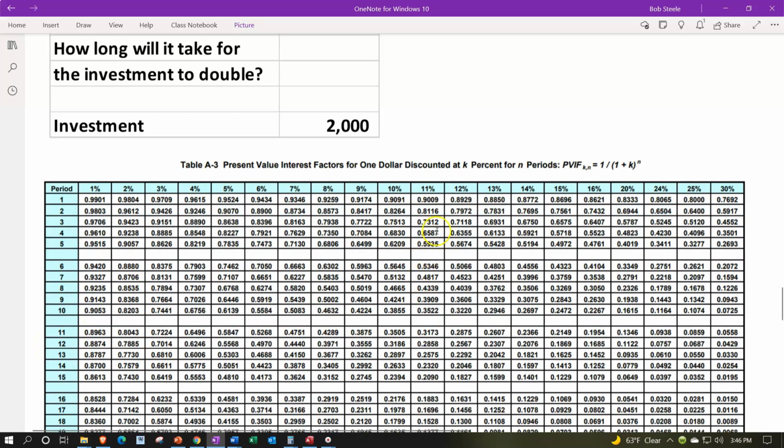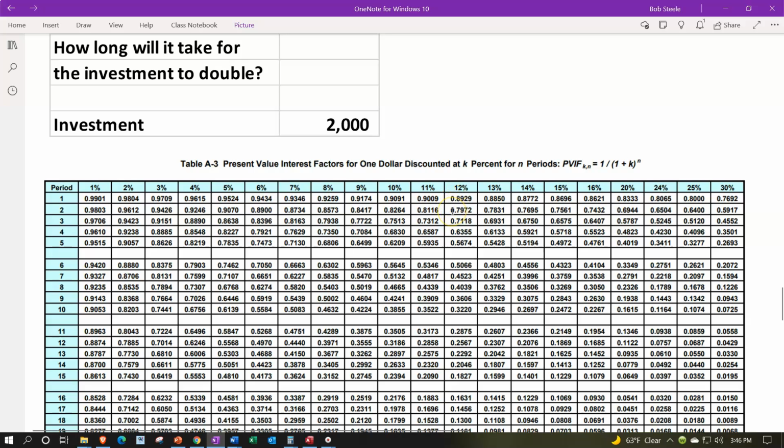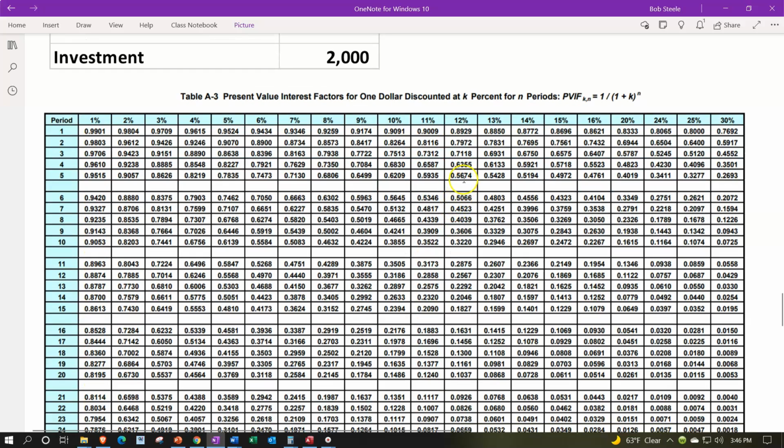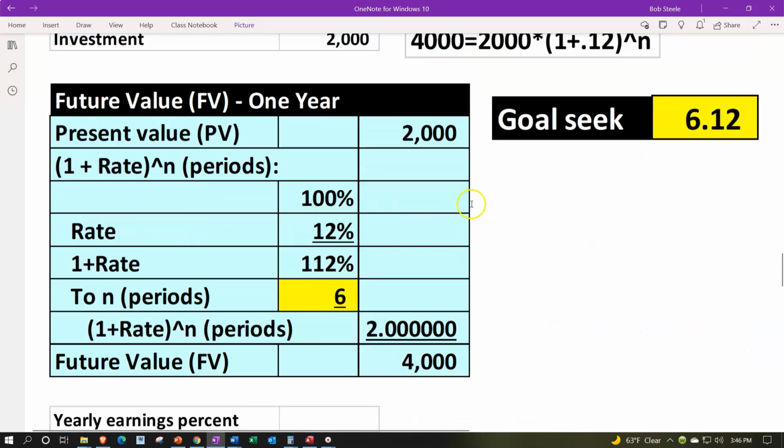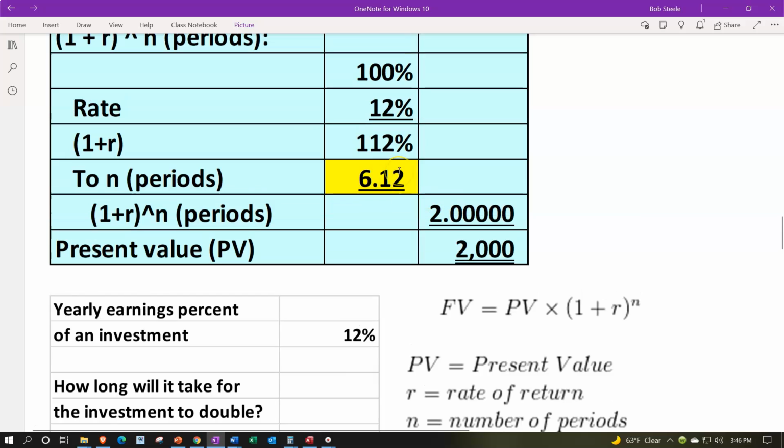So if I'm at the 12% column, I'm looking for a decimal here that gets to 0.5. You can see that happens somewhere between year 6, where it's 0.5066, which is about 6 years, and year 7, where it's 0.44523. So it's somewhere between those two, which is what we expect, because when we did the rule of 72, it was 6 estimated, and it's actually a little bit over. I believe we came to 6.12.